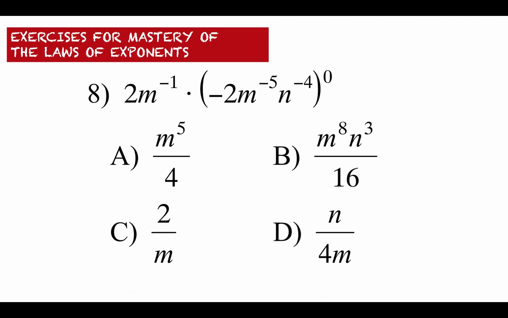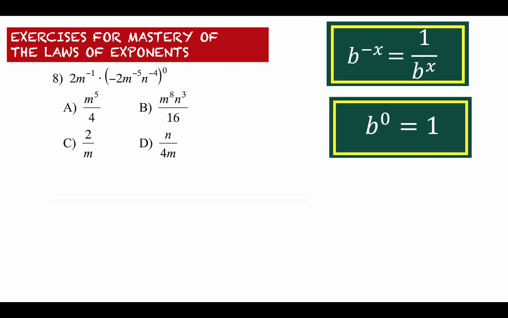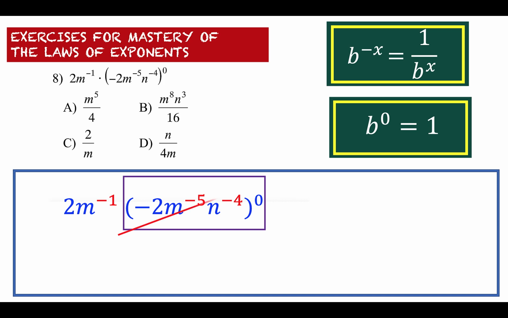Next problem. Negative 2m raised to negative 1 times the quantity negative 2m raised to negative 5 n to negative 4 raised to 0. So which laws of exponent can be used here? This second factor has an exponent of 0. So this is easy because any number raised to 0 is 1. Whatever numbers are inside the parentheses, if the exponent is 0, it becomes 1. So this is what happens. This whole part is just equal to 1.